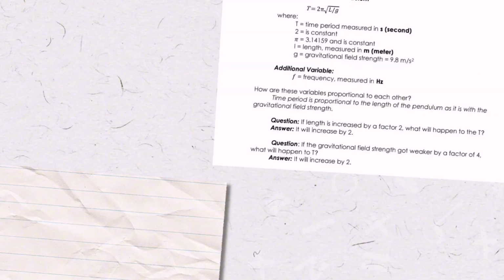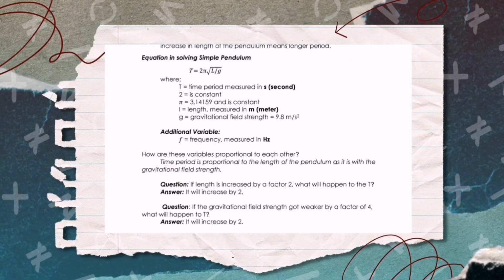Physical pendulum. A physical pendulum is any rigid body that oscillates about a pivot point, rather than a small bob on a string. For example, it includes a swinging baseball bat or a door oscillating on its hinges. And now, let's go to the equation of a simple pendulum.